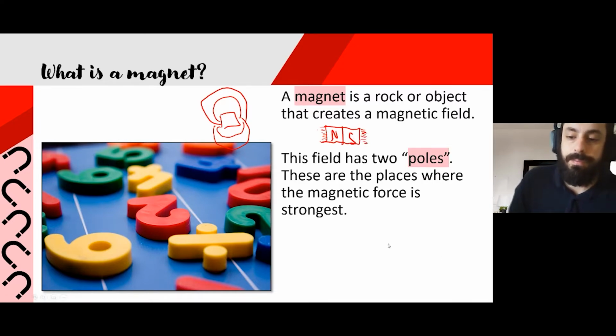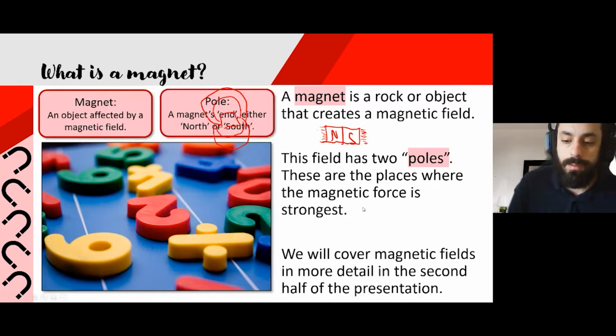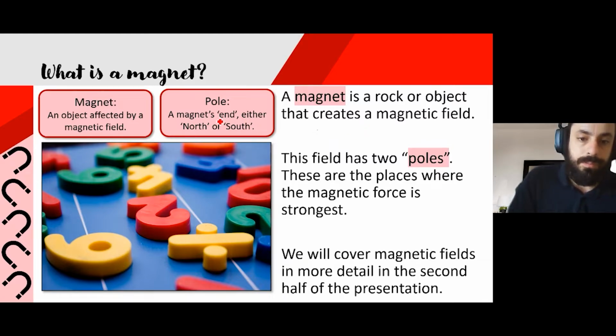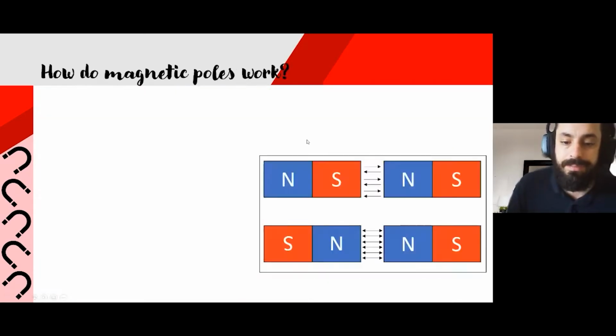Okay, so don't worry about magnetic fields and about how to draw them, because we're going to be covering them in much more detail in the second part of the lesson. Okay, so what's a pole? It's a magnet's end, and it can be north or south, like I drew before. A magnet is an object that has got a magnetic field and is also affected by a magnetic field. But there are certain magnetic objects that are not magnets. We'll talk about that later.